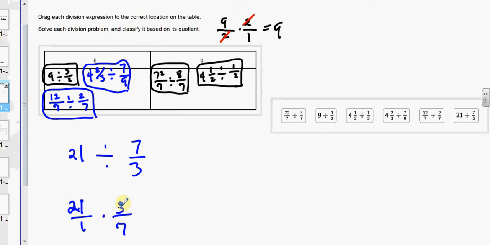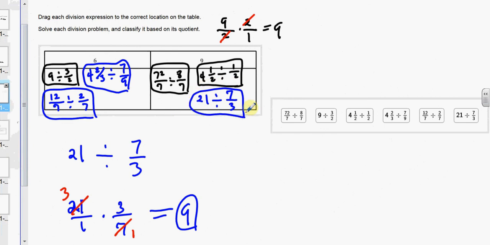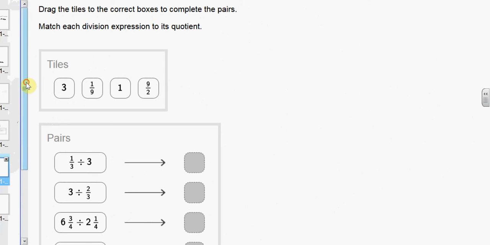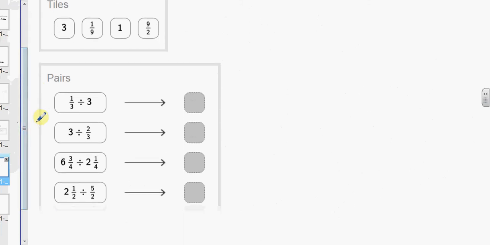And then 3 times 3 is 9. So 7 goes into 7 one time. 7 goes into 21 3 times. So that just gives us 3 times 3. We get 9. So we're going to put him over here. 21 divided by 7 over 3. Okay. So now just one more. So where do these pairs go?